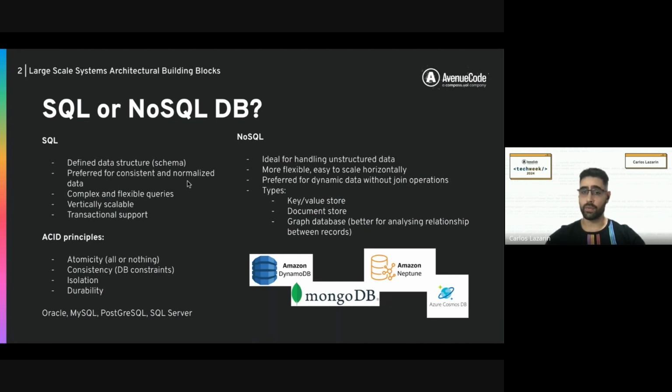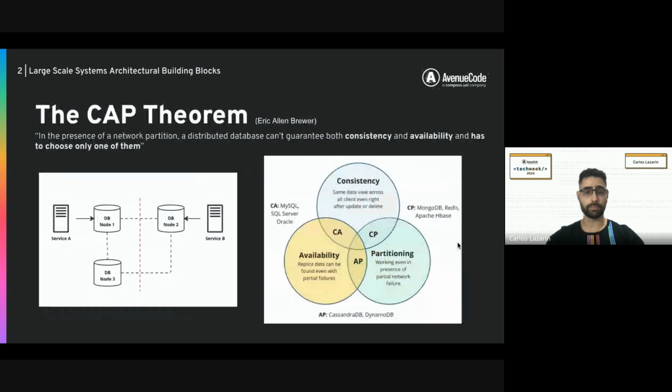On the other hand, if you have data that's not structured, and we need a more flexible and easy to scale application, scale horizontally, we might need to choose a NoSQL DB. And we have some types of NoSQL DB nowadays. We have key value store DBs like Amazon DynamoDB. We have document store DBs like MongoDB, it's pretty famous, right? And we have a graph database as well, which organizes the unstructured data in graphs and creates the relationships between them. So we have Amazon Neptune and Azure Cosmos DB in this case, right?